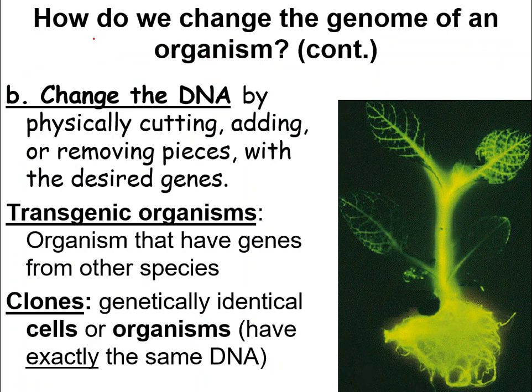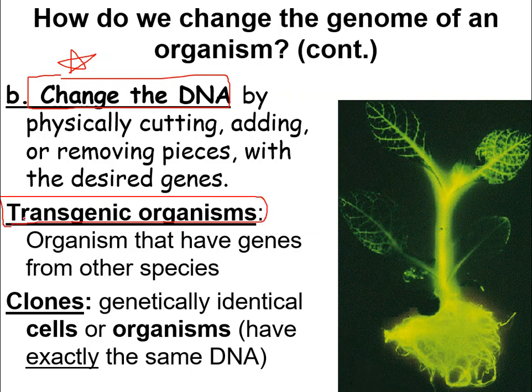All right, so actual genetic engineering is going in and changing the DNA. So this is really the main point of the slides. This is where you would go in, physically cut and remove pieces of DNA and replace them with a working copy or other gene. So organisms that have had this done to them are called transgenic, right? Trans meaning across and genic meaning gene, so genes from a different species.